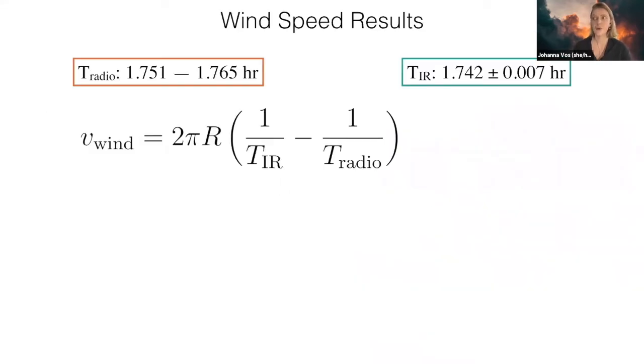Okay, so we measured two different rotation periods, but the question is, are they different enough to claim a wind speed? So we put it through the equation, and yes, we measure a positive wind speed of just under 650 meters per second, with a pretty hefty uncertainty of 300 meters per second. But overall, we detect this positive wind speed at over 98% confidence. And this is the first atmospheric wind speed measurement for any cool substellar object outside of our solar system.